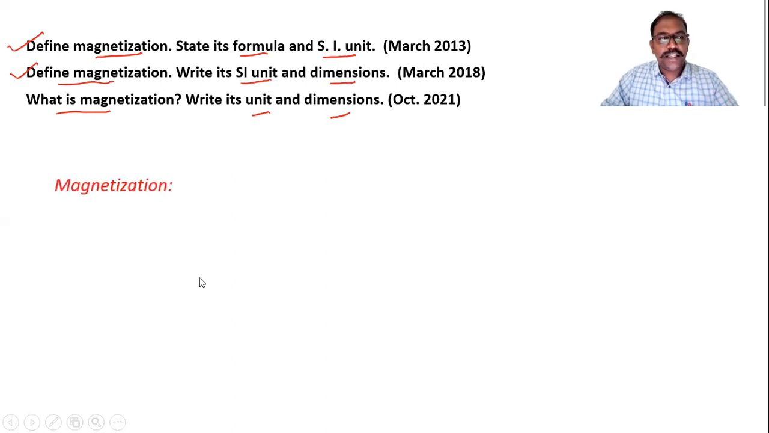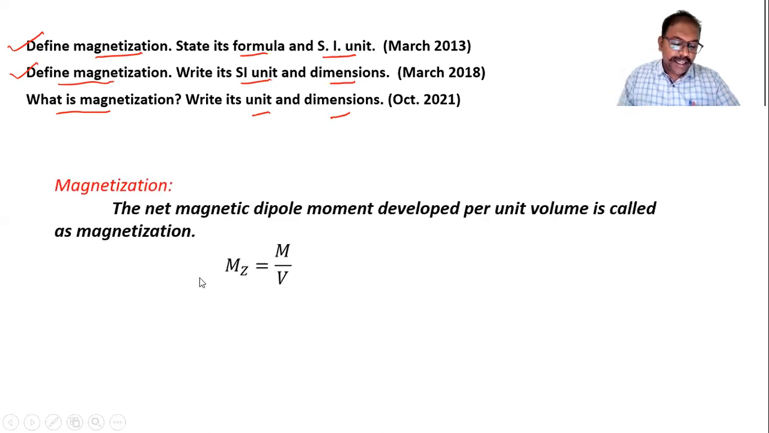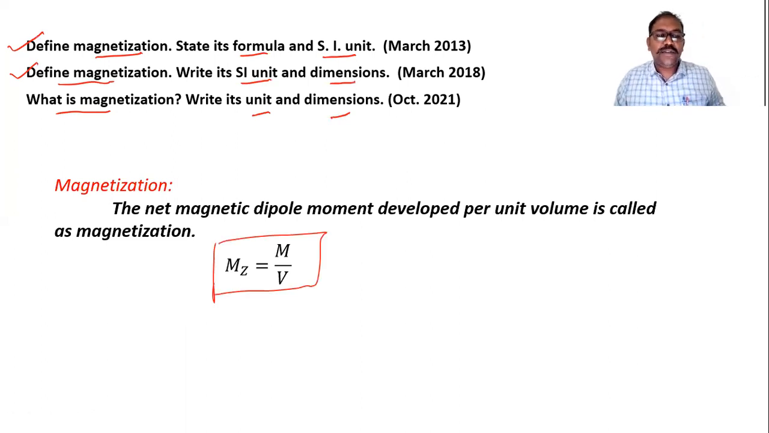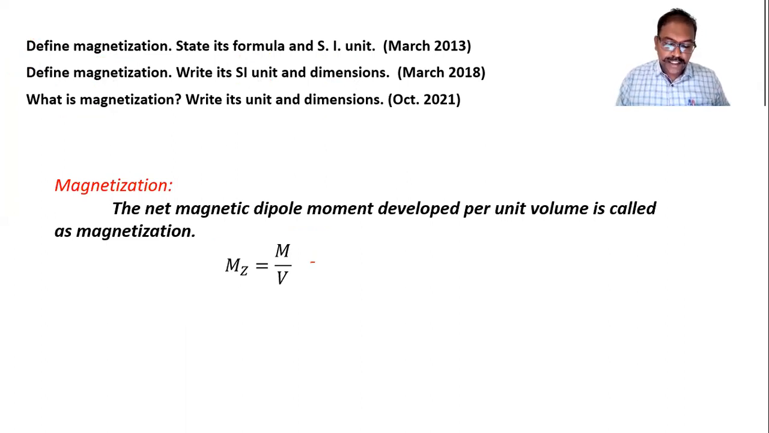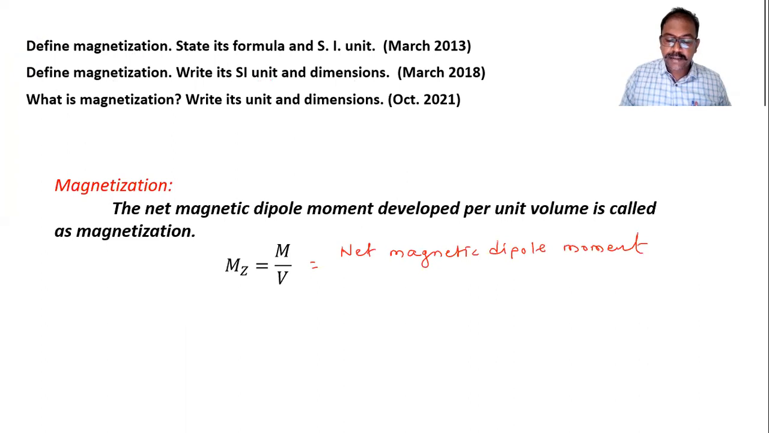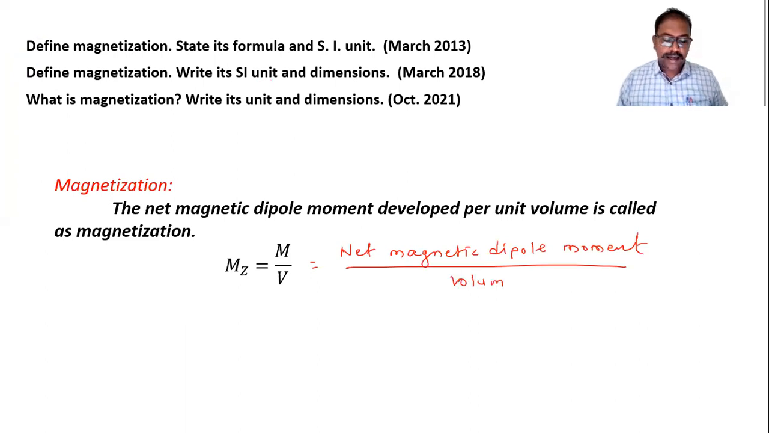So basically, what is magnetization? Remember, magnetization is given by this formula. This capital M stands for net magnetic dipole moment. You can write here: magnetization is net magnetic dipole moment divided by volume. So the net magnetic dipole moment developed per unit volume is called magnetization. This is the formula.